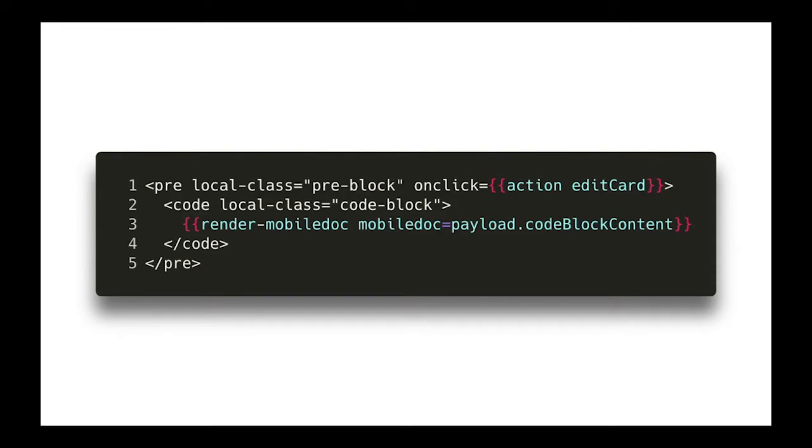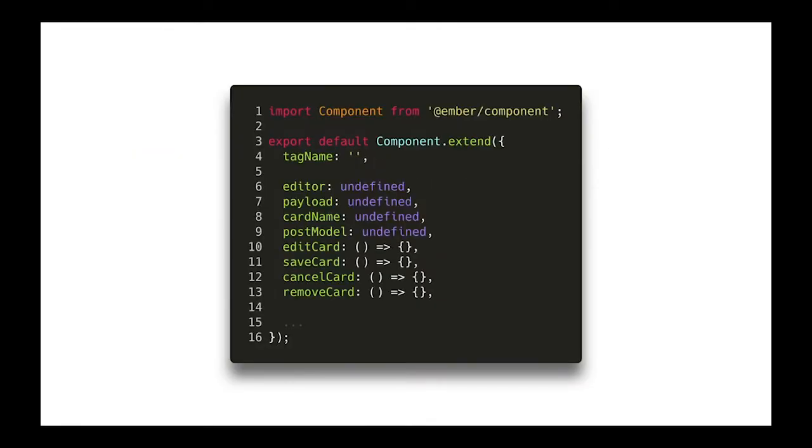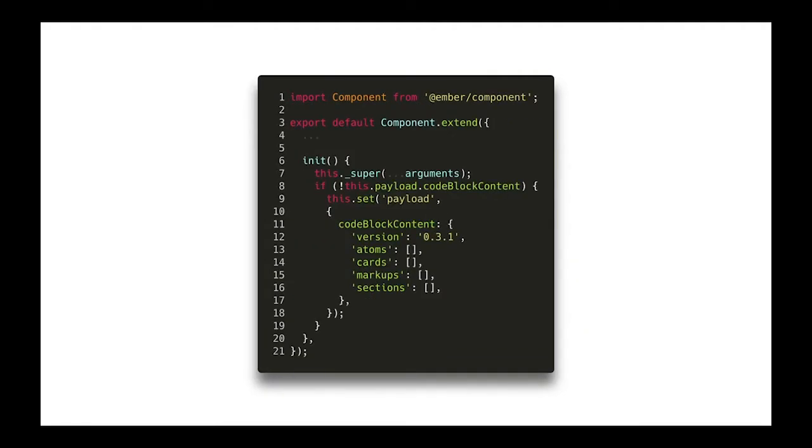The component for it looks like this. I've split it in two again, so it's a bit bigger. As you can see, we've passed a load of attributes from the editor again. Amongst them is the edit card action we're calling from the template. The only other thing in that file is a check on initialization to see if there's a content saved in the payload. If not, we set the content to be a blank mobile doc.